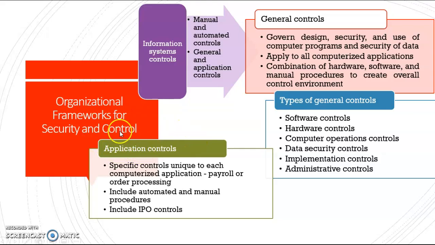The second one is application control. Application control is a special control unique to each computerized application. For example, you have to look into payroll, order processing, and sales. This is the application control. It includes automated and manual procedures, including the IPO control. So what is IPO? IPO is usually for intellectual property.